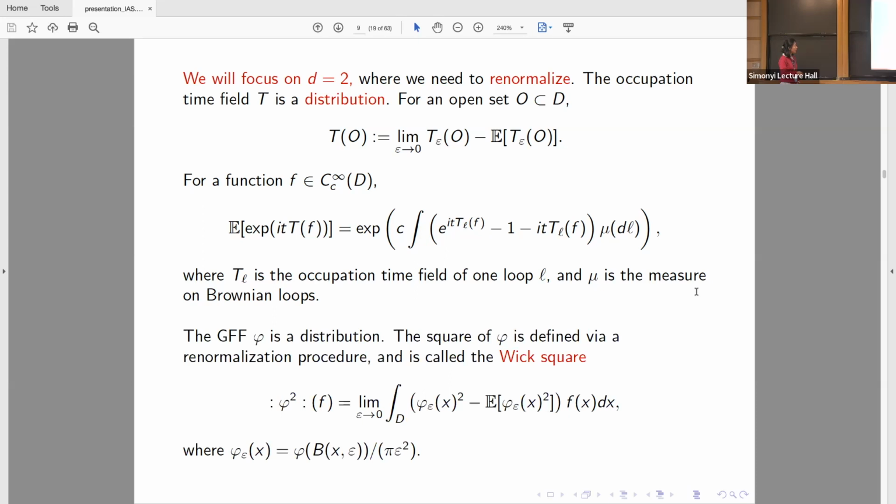On the other side of the isomorphism theory, we say the local time is equal to the square of the Gaussian free field. For the square of the Gaussian free field, we do the usual renormalization procedure called the Wick square. We also take the square of some modified version, take away the expectation, and then take the limit. These two renormalized versions, the local time and the square of the Gaussian free field, have the same distribution.